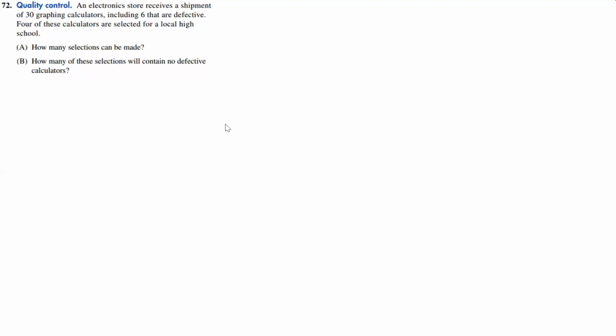All right, so on this one, we have an electronic store that received a shipment of 30 graphing calculators, including six that are defective. Four of these calculators are selected for a local high school. How many selections can be made? Well, we're taking the 30 calculators and selecting four of them. Order here doesn't matter because all the calculators should be identical. And so for A, we're just going to say 30C4.